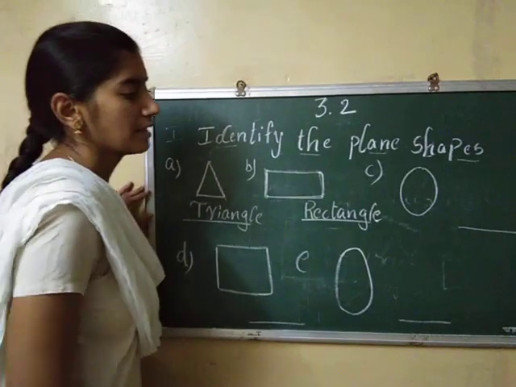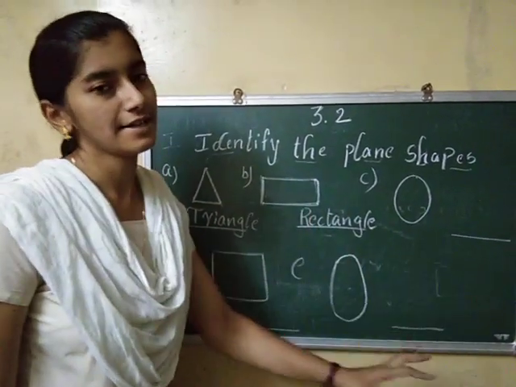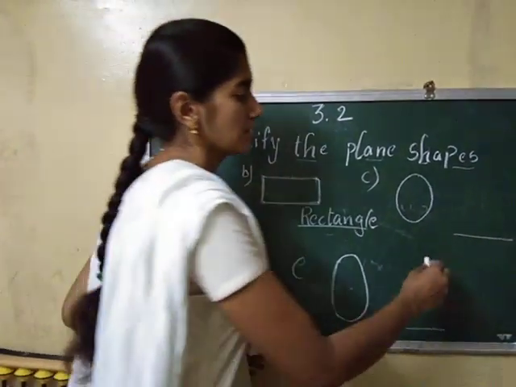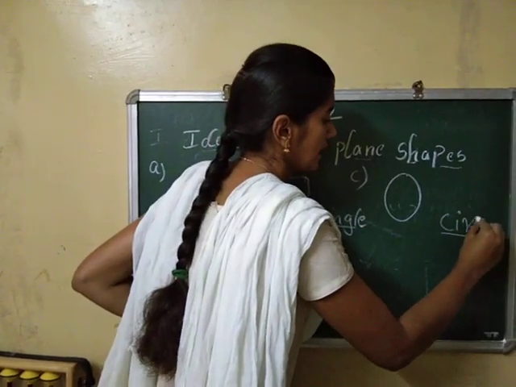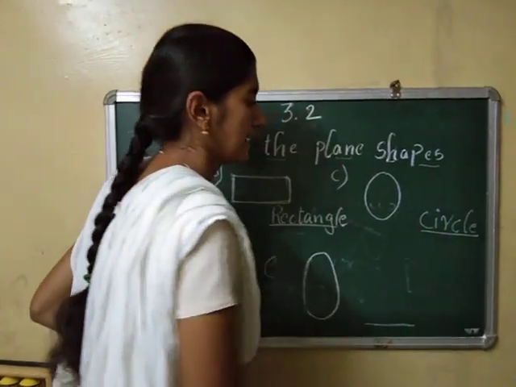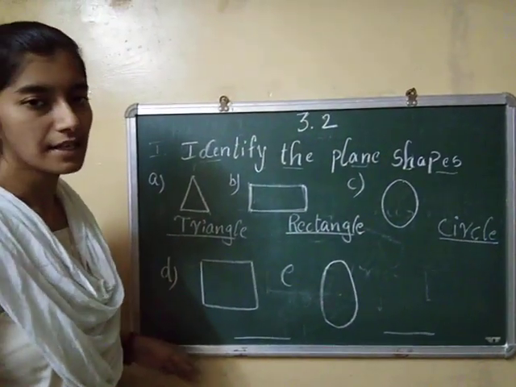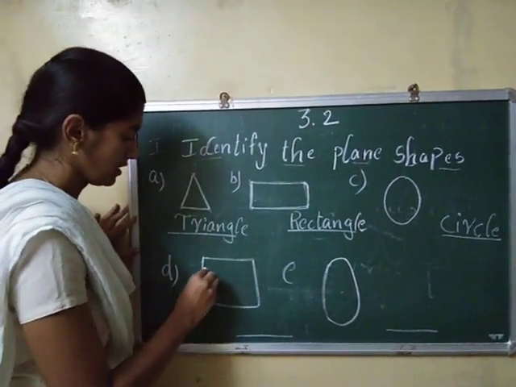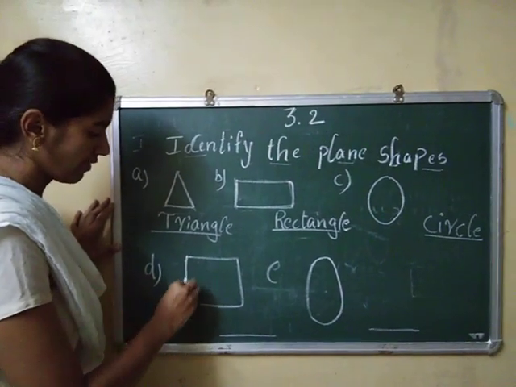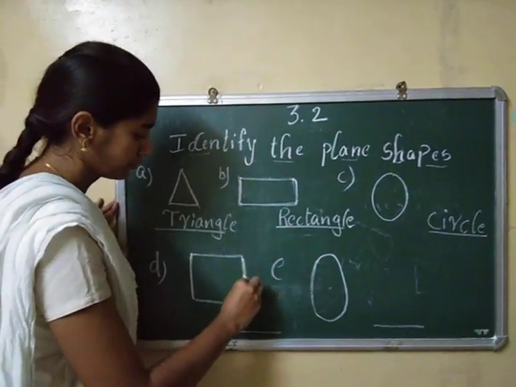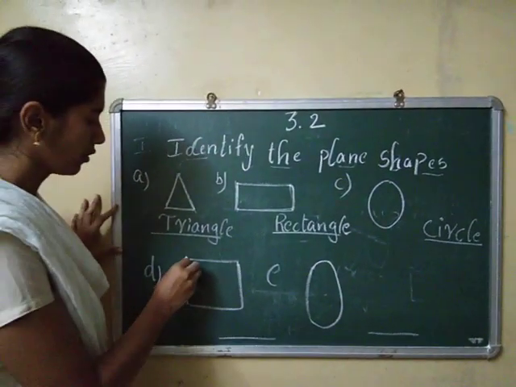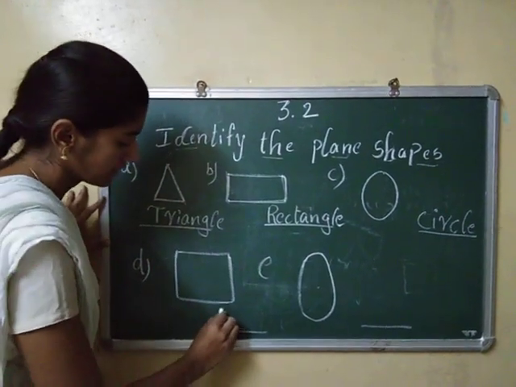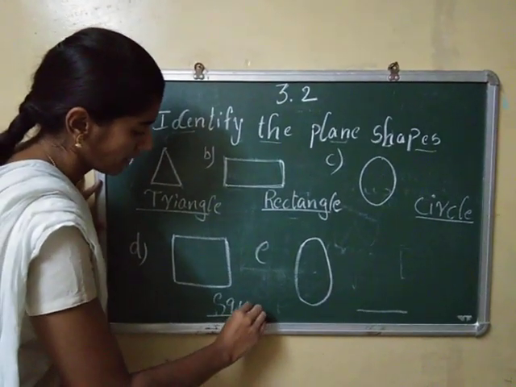If we come for circle, we will not find any sides and any corners. So it is known as circle, C-I-R-C-L-E, circle. Next, if we are moving for D1, the shape is square. We have 1, 2, 3, 4. 4 sides and also 4 corners. So here I will be writing square.